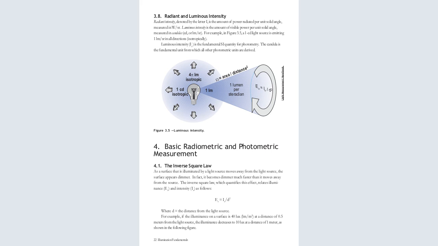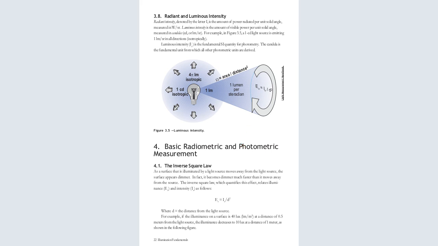Then the radiant and luminous intensity. The radiant intensity, denoted by the letter I, is the amount of power radiated per unit solid angle, measured in watts per steradian. And then the luminous intensity I is the fundamental SI quantity of photometry. The candela is the fundamental unit from which all other photometric units are derived.